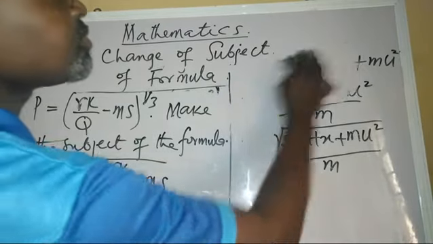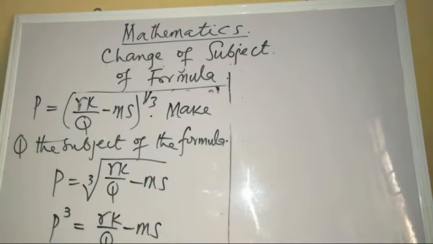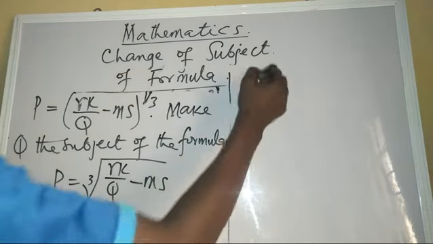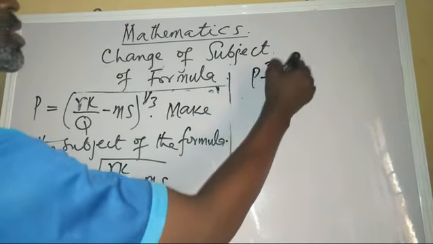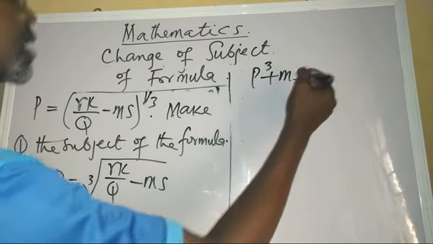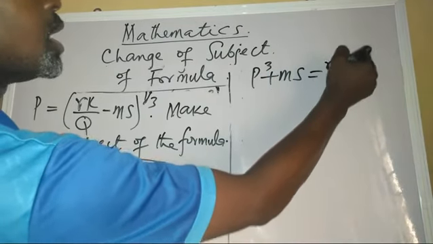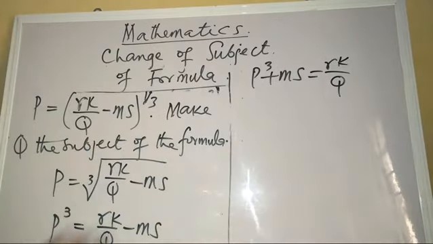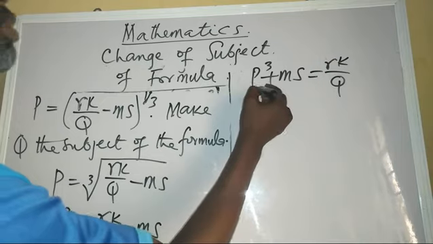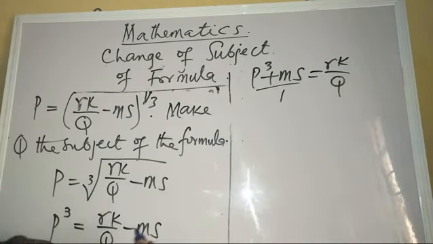Now, let us not keep it in mind that the unknown must always be on the left side. The unknown can be on the right side. So in that case, we don't need ms on this side. Let's take it to the other side. It means P cube plus ms is equal to Rk over Q. When you look at this, the right side is a fraction. Also, we can express the left side as a fraction, written as over 1. We can now cross multiply.